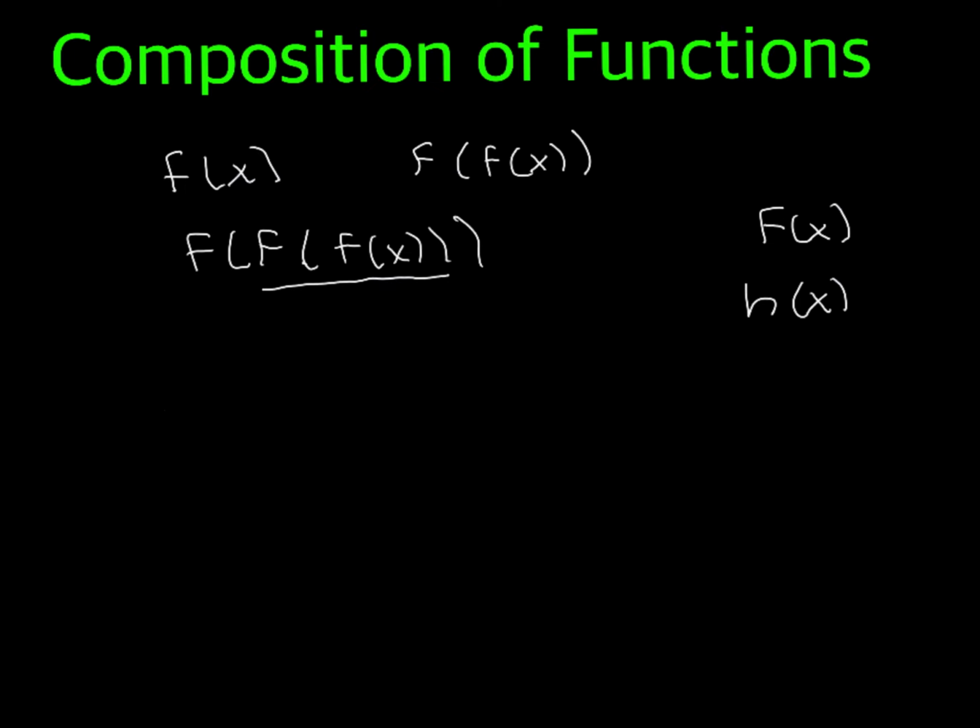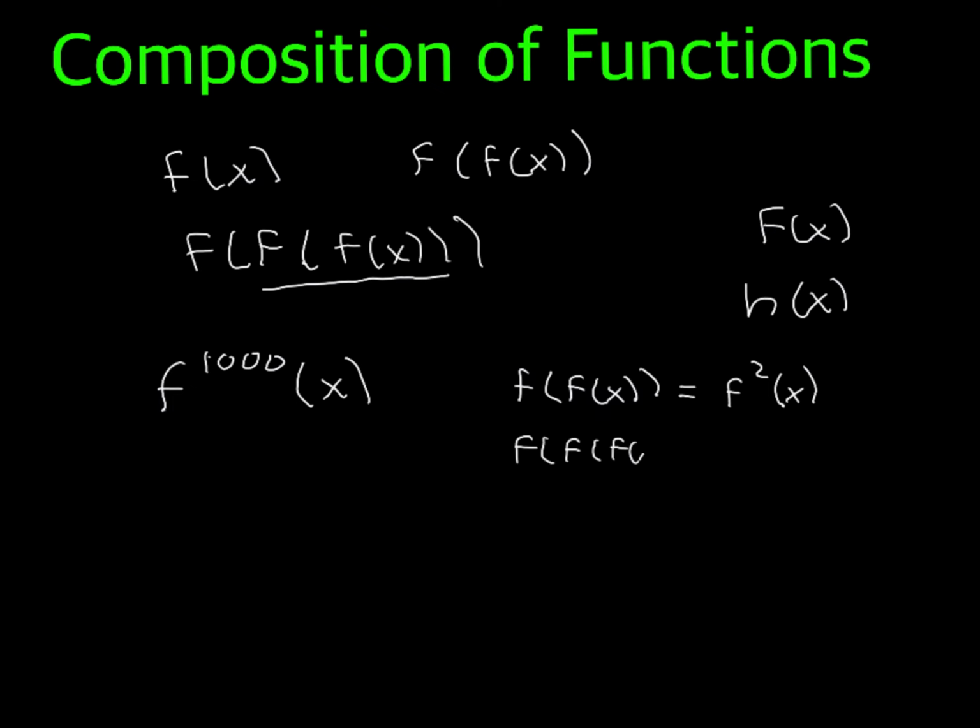Well, we can write f, with a superscript we can write 1,000, and then of x. And what this means is that we're going to have f of f of f of f of x 1,000 times. And f of f of x is equal to f superscript 2 of x, f of f of f of x is equal to f superscript 3 of x.